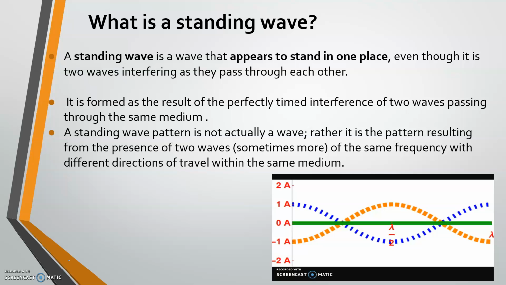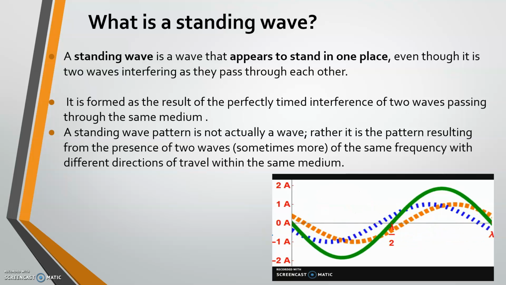Well, it's a wave that appears to stand in one place, even though it is two waves interfering as they pass through each other. So really it's two waves interfering, but the way that they're interfering is so perfectly timed, it looks like the wave is standing still. So it's formed as the result of the perfectly timed interference of two waves passing through the same medium. So it has to have the same medium and it has to be perfectly timed.